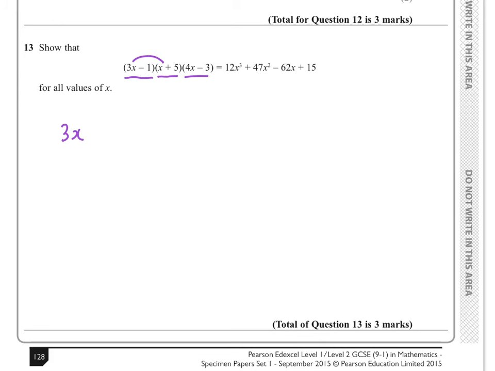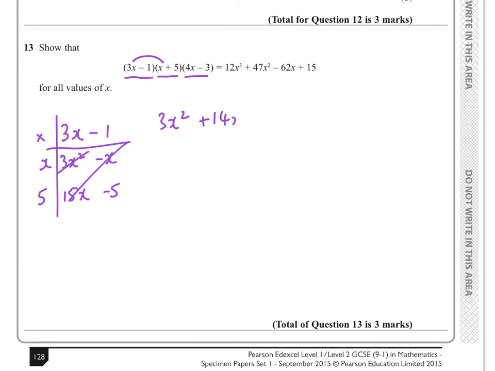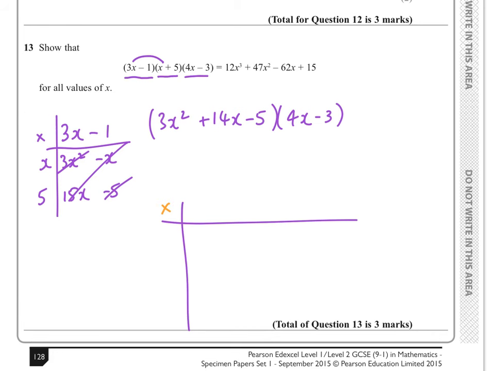So we've got 3x minus 1 times x plus 5. So we have 3x squared minus x, 15x minus 5. So I'll have 3x squared plus 14x minus 5. And all I've got to do is times it by the last bracket here. So I can just do another grid here. A quick way is just to do 3, 14 and minus 5.